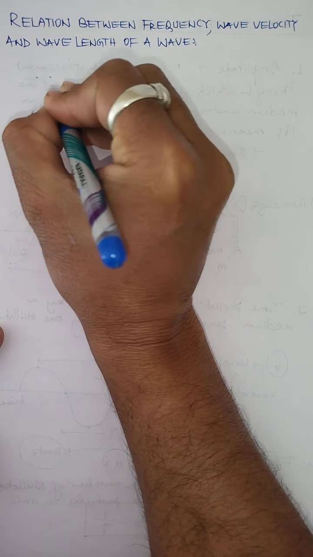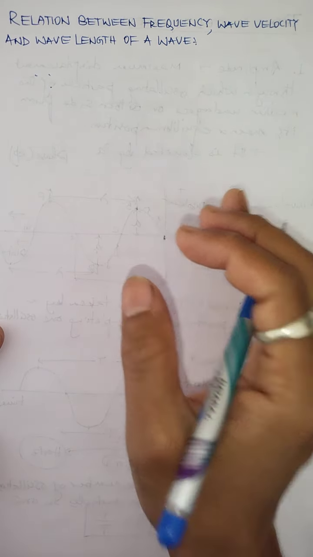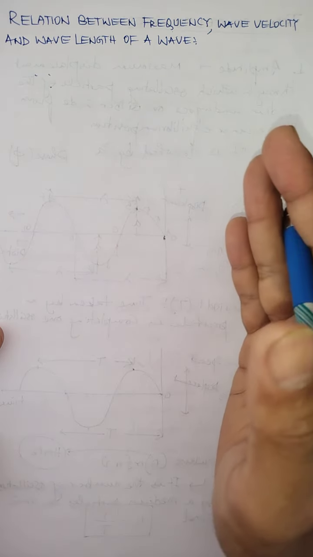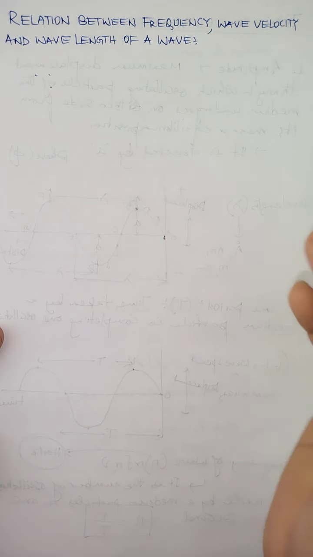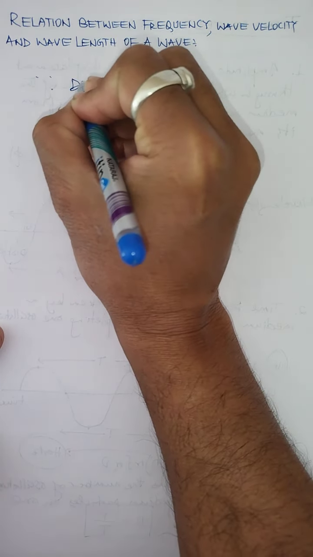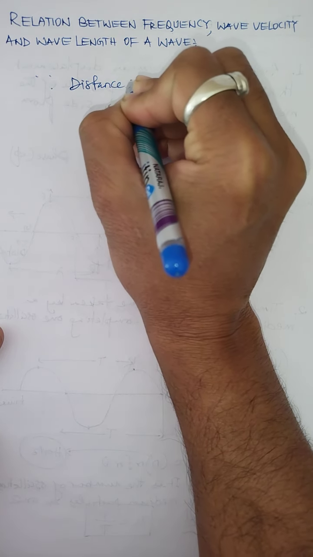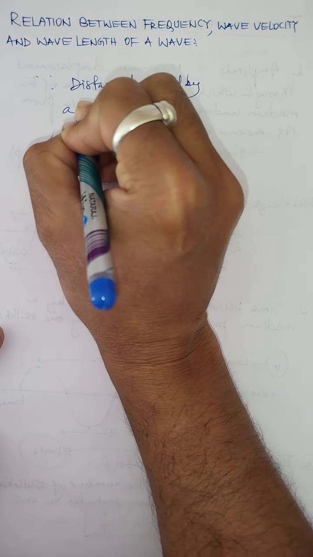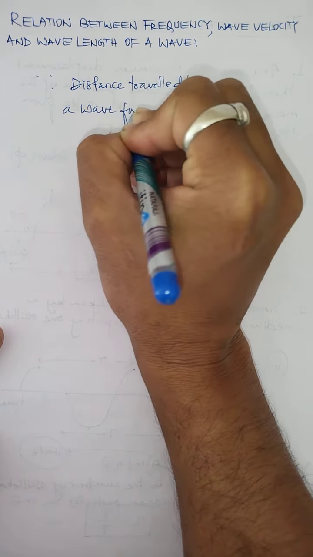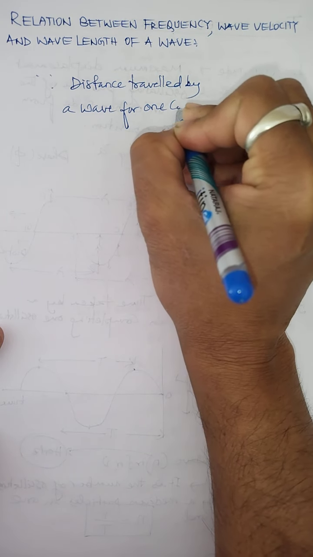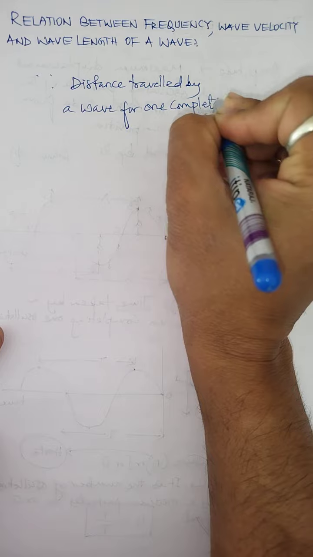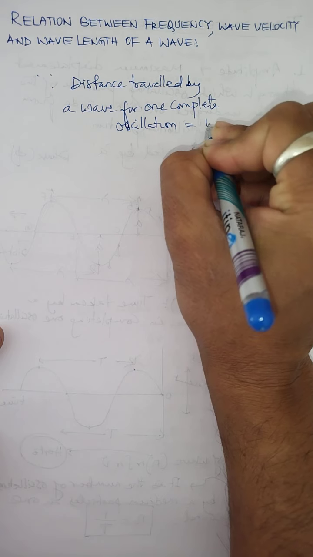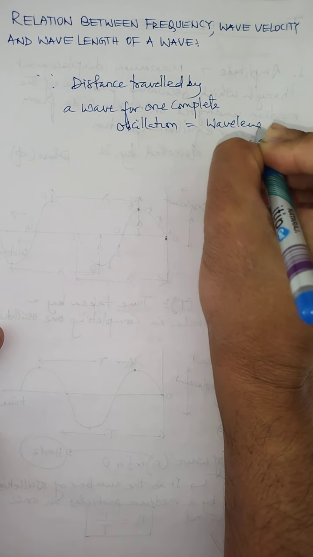Now we know the definition of wavelength. Wavelength is the distance traveled by the wave in one complete oscillation. So for one complete oscillation, whatever distance is traveled by the wave is called wavelength. I write down that distance traveled by a wave for one complete oscillation is actually equal to the wavelength of a wave.